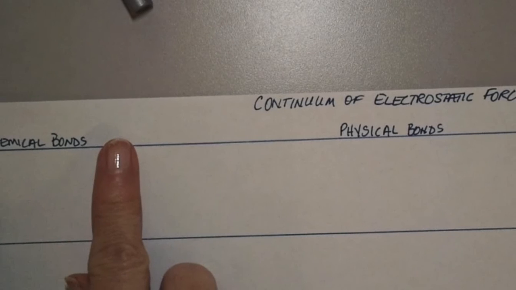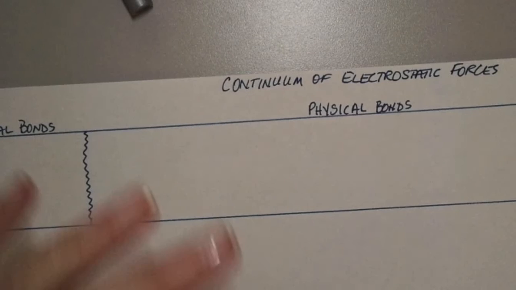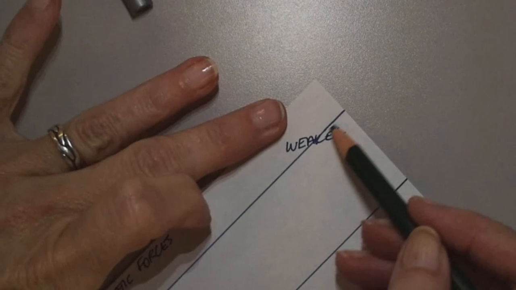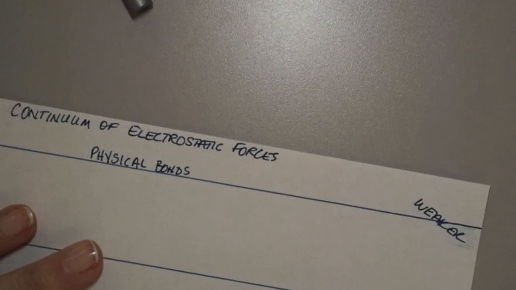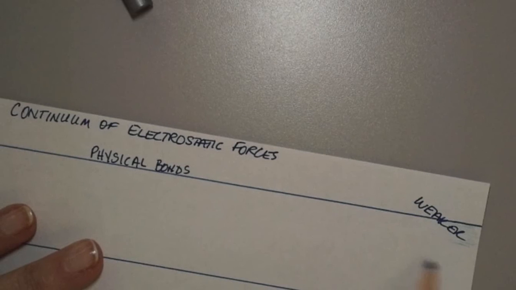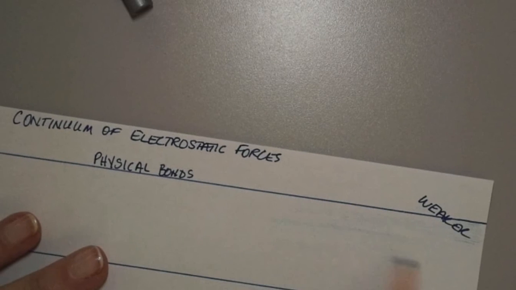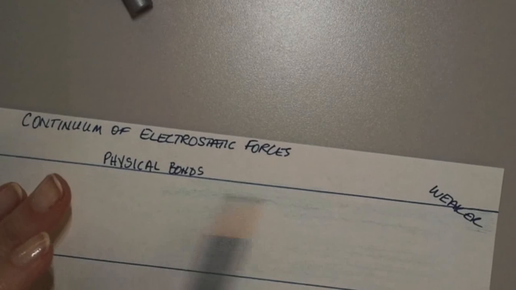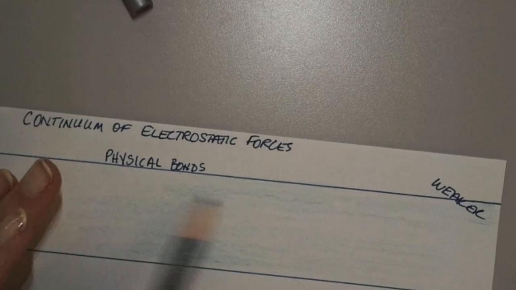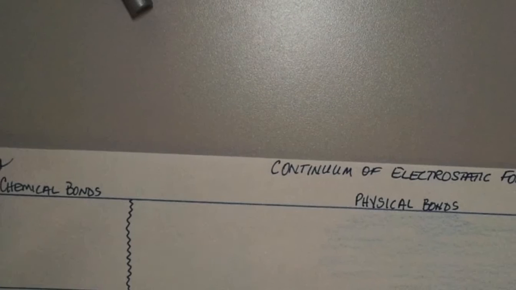So you're going to start on the weaker side, and this is where you're going to color in very, very lightly. And then as you go across, the color is going to get more saturated. So that when you get over here to the chemical bonds, this is where you're going to be darkest.